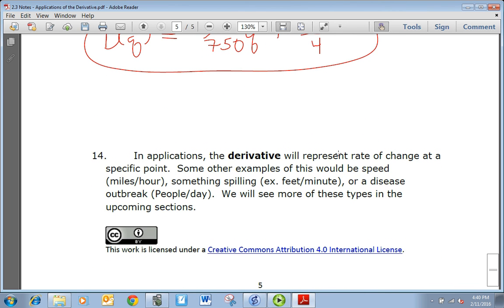Alright, in applications, the derivative will represent rate of change at a specific point. Some other examples of this would be speed, something spilling, or a disease outbreak. We'll see more of these types of problems in the upcoming section.